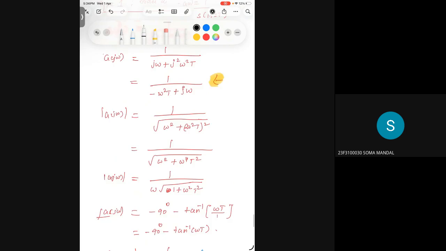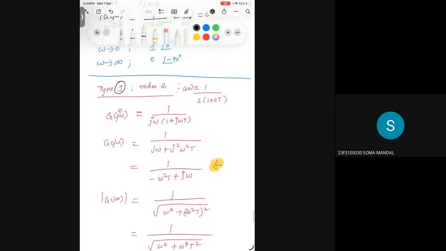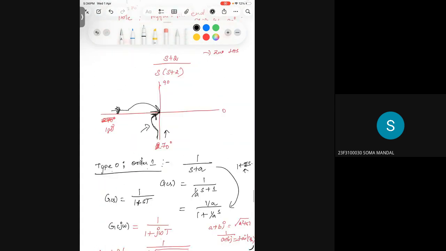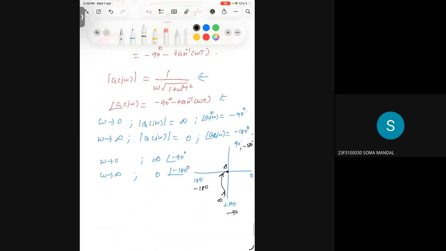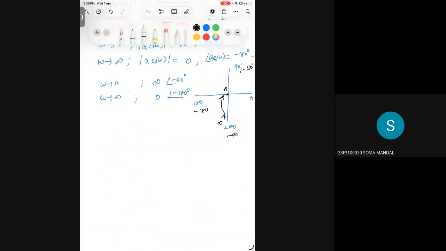This is a type 1 order 2 system. So if I look here, for type 1, it starts here, and for order 2, it is in the third quadrant. Both are the same, right? So we got the same thing at an approximate level. I hope you are clear with this. If you are asked some question based on this, you will be able to answer, I can guess.